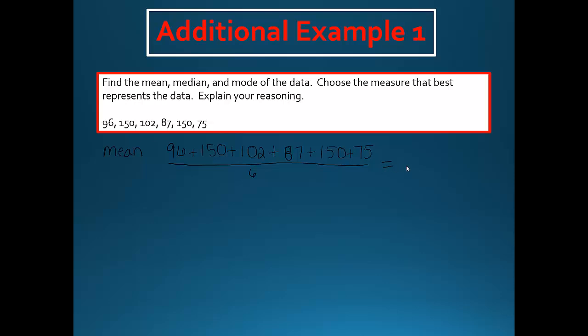When we add all the numbers in the numerator, we get 660. And we'll divide that answer by 6. And 660 divided by 6 is 110. So our mean is 110. Now we'll find the median.